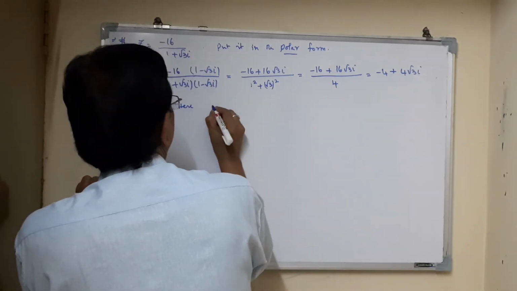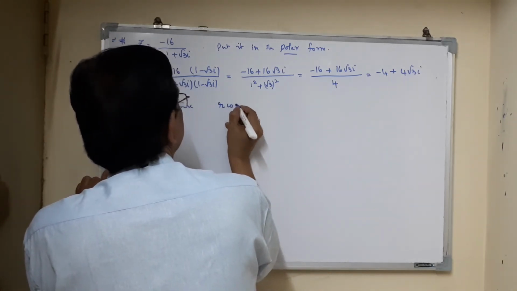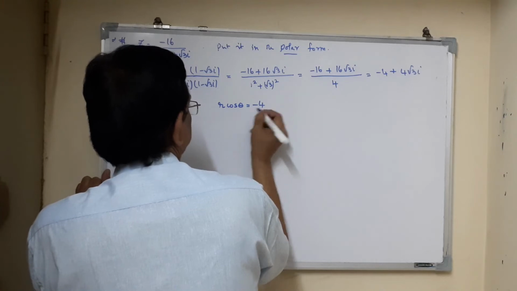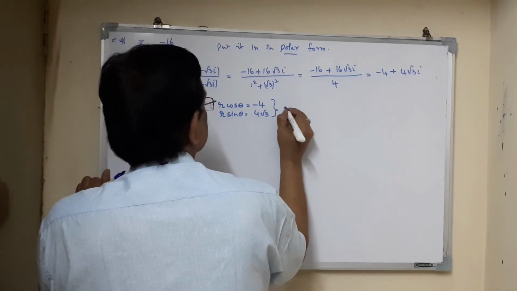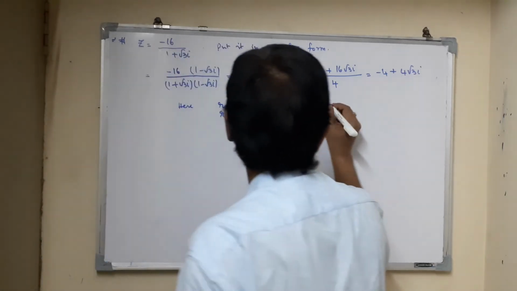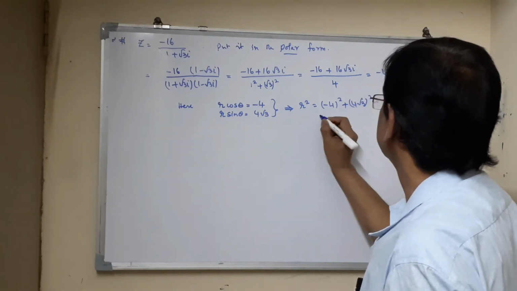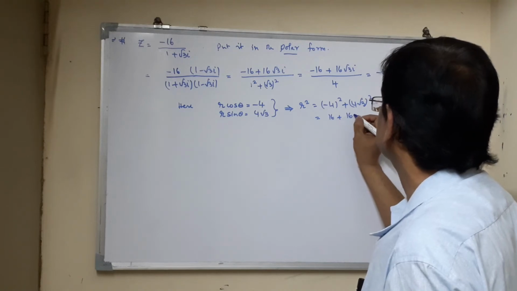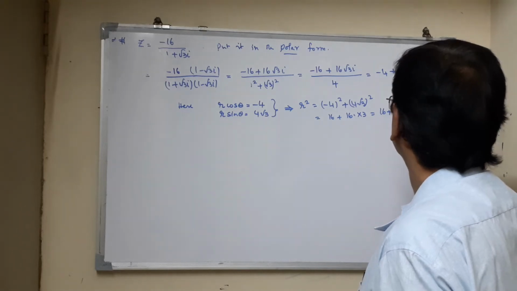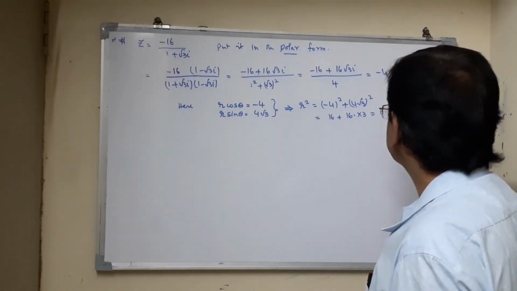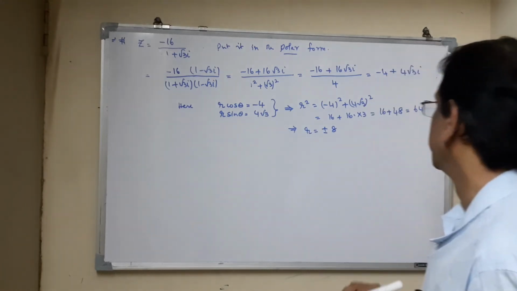Here, a plus ib or x plus iy, it doesn't matter. Here, r cos theta is equal to minus 4, r sin theta is equal to 4 root 3. Again, squaring and adding, I'll get r square is equal to minus 4 whole square plus 4 root 3 whole square, which is equal to 16 plus 16 into 3, which is 16 plus 48, 64. r square is 64, so r is equal to plus or minus 8.